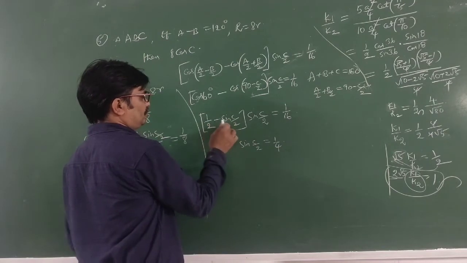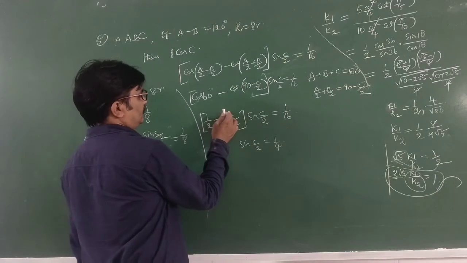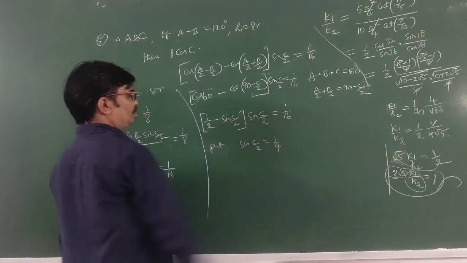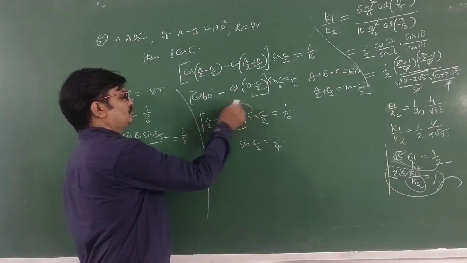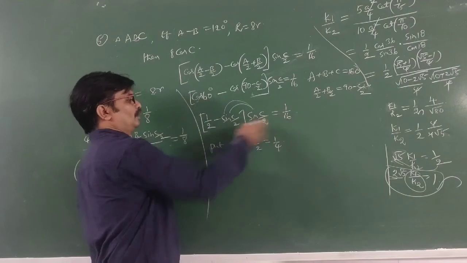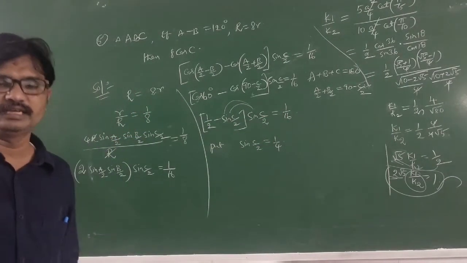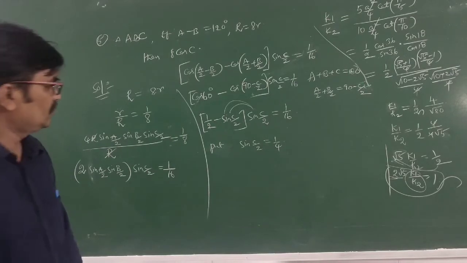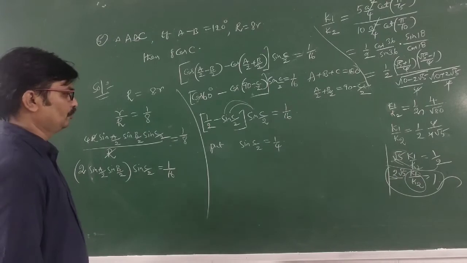The LCM is 4, so 2 twos are 2 minus 1. 1 by 4 into 1 by 4 is 1 by 16. Here we are taking sin square C by 2, sin of C by 2 into 2 equals 1 by 16. After that you can find the quadratic equation in sin, then expand into factors. Undoubtedly we got sin C by 2 equal to 1 by 4.